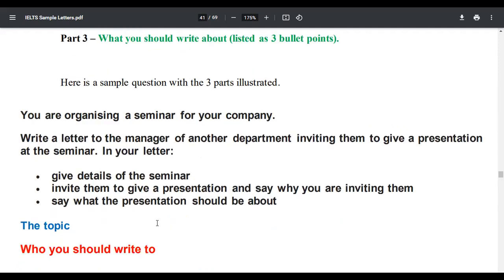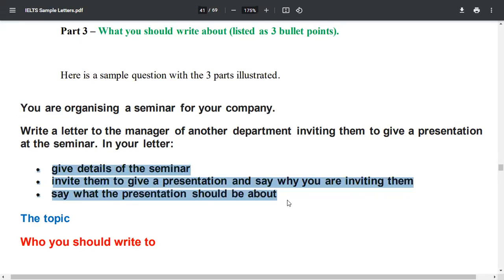So for example, we have this question here. You are organizing a seminar for your company. Write a letter to the manager of another department, inviting them to give a presentation at the seminar. In your letter, give details of the seminar, invite them to give a presentation and say why you are inviting them, and say what the presentation should be about. As you can see, we have 3 bullet points, and that's how the question comes. Always we have 3 bullet points.